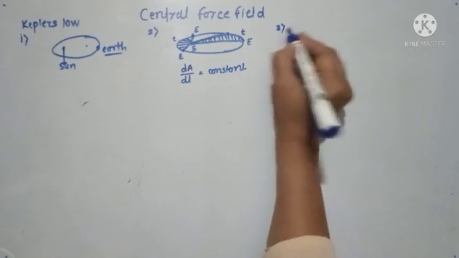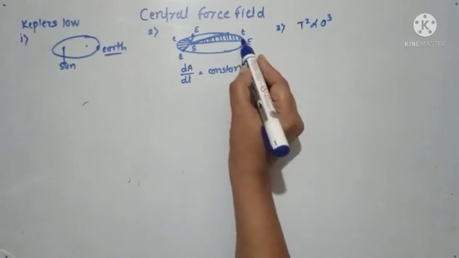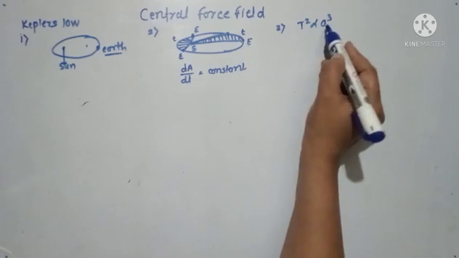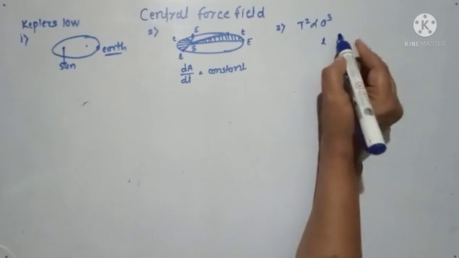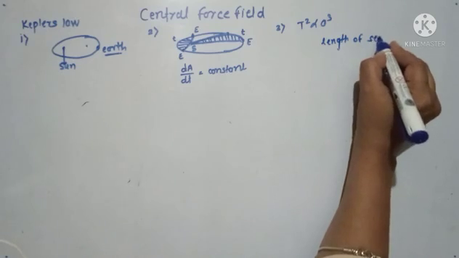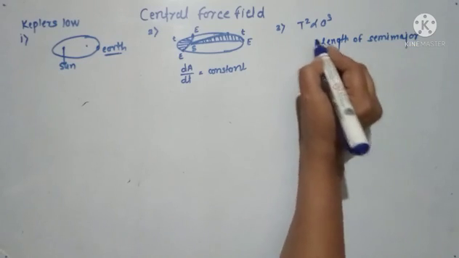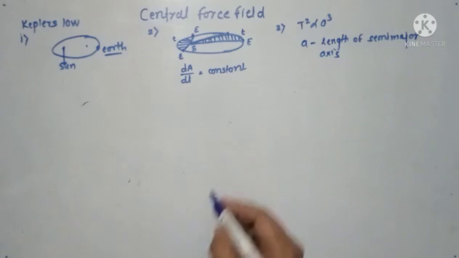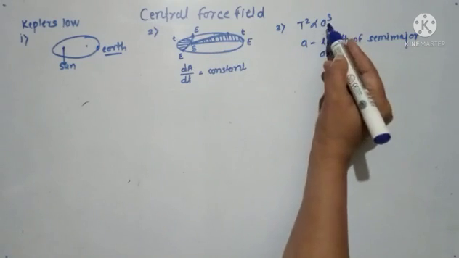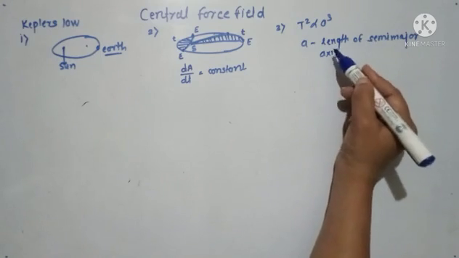And the third law says that T square is proportional to a cube. So the square of the period of revolution of the planet is directly proportional to the cube of the length of the semi-major axis. This a is nothing but the length of the semi-major axis. So the period of revolution squared is directly proportional to the cube of the length of the semi-major axis. So this is the statement of Kepler's third law.